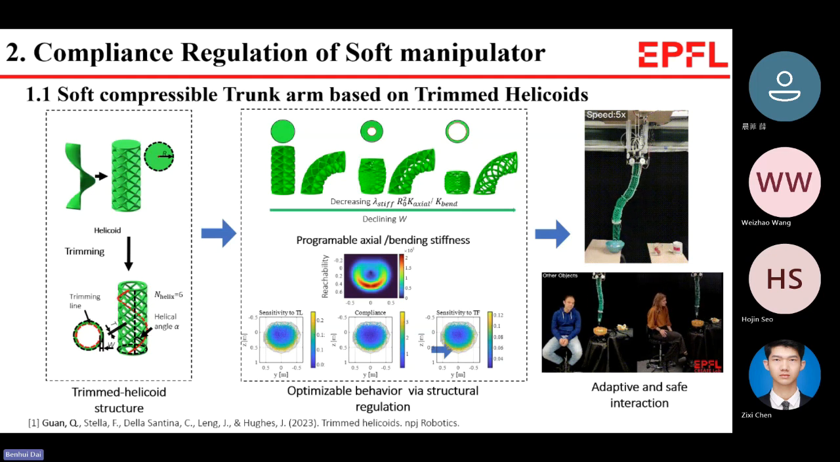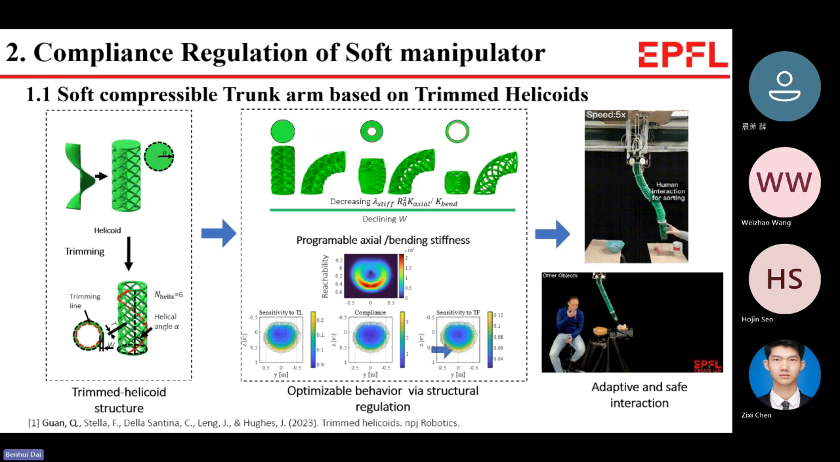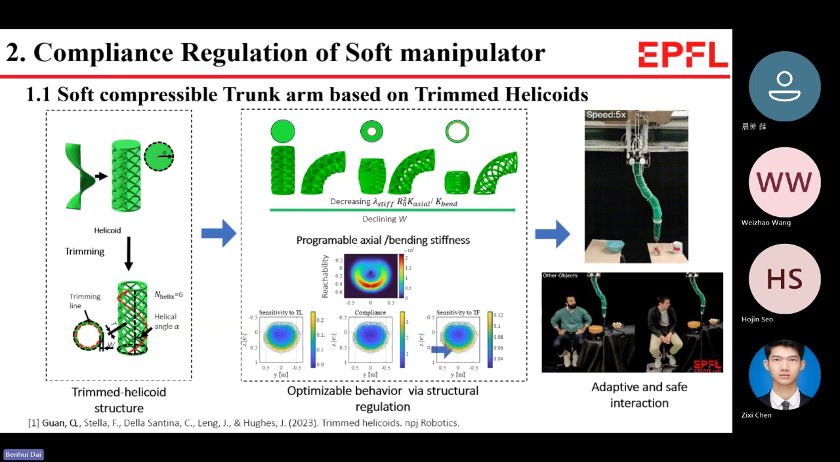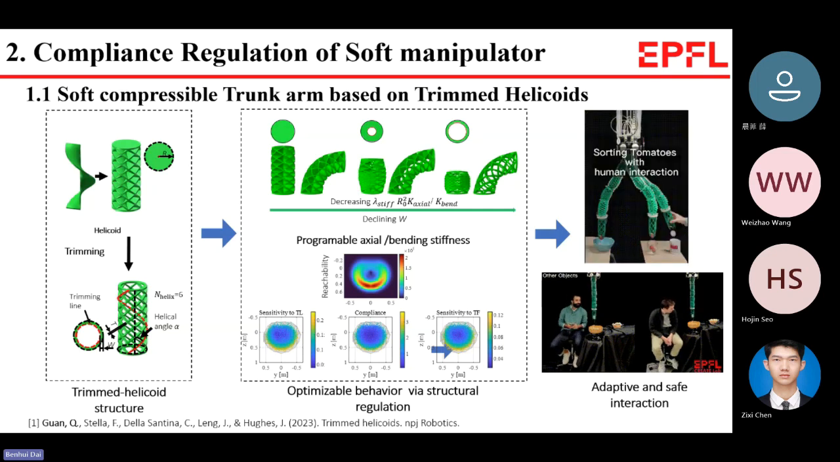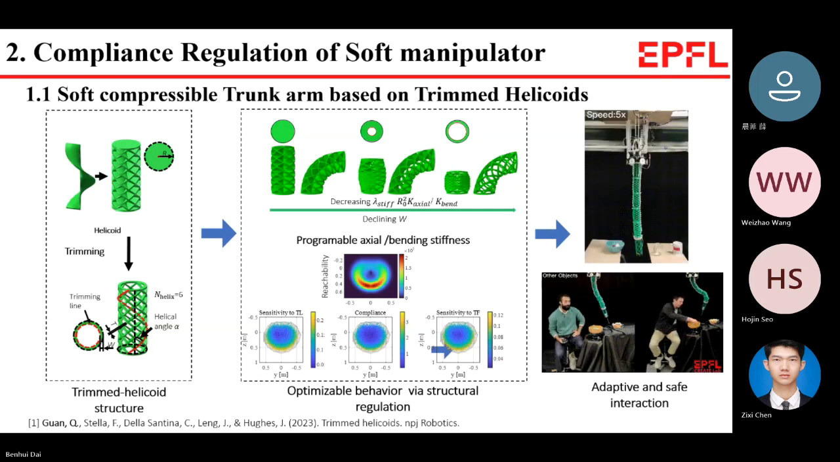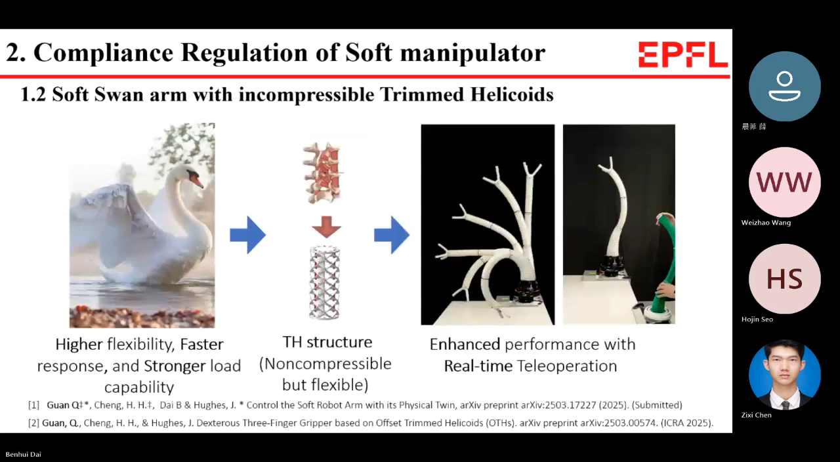This allows us to design the soft robotic arm with customized performance. For instance, we can create a soft compressible trunk arm with excellent interaction compliance for delicate tasks. Alternatively, by tuning the parameters differently, we can achieve a structure that is harder to compress but easy to bend.